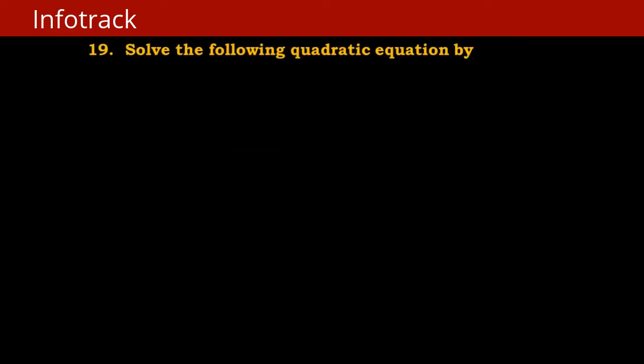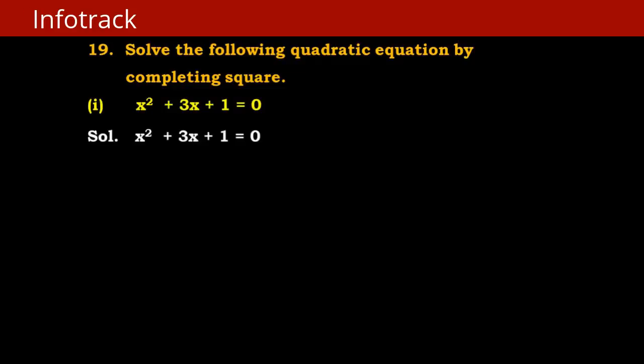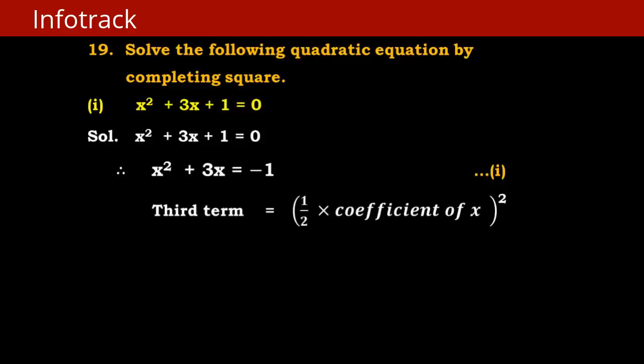Solve the following quadratic equations by completing the square. First question, x square plus 3x plus 1 is equal to 0. See, the coefficient of the square term is 1. So you have to bring the constant term to RHS. You get x square plus 3x is equal to minus 1. Now find the third term, half into the coefficient of x the whole square. And see the coefficient of x is 3. So half into 3 the whole square, that is (3/2) the whole square, 9/4.